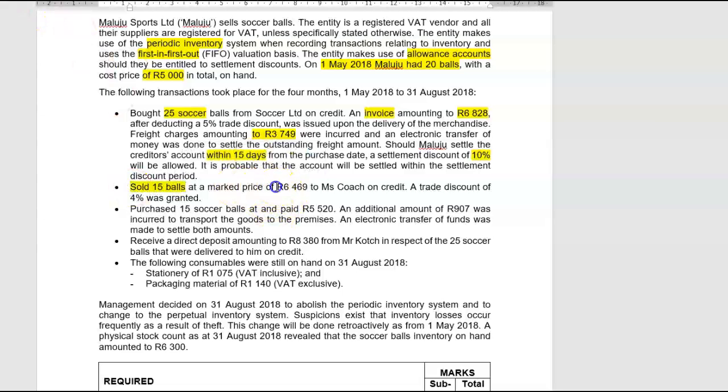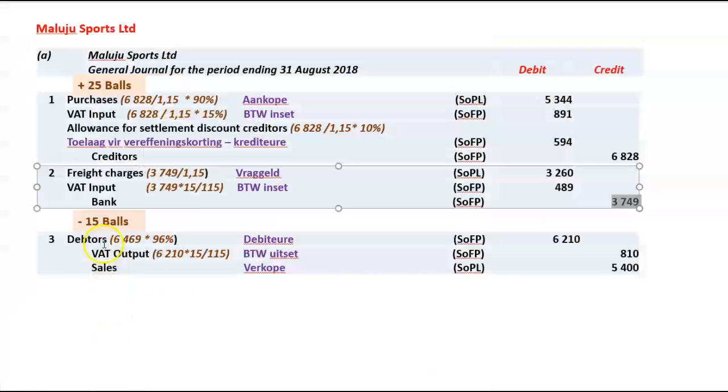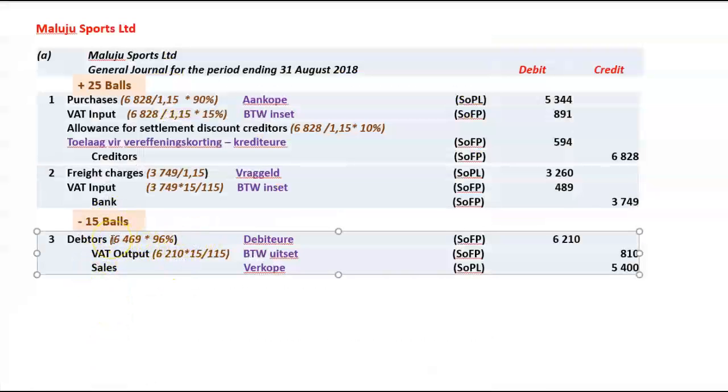A market price means that it is VAT inclusive, to Mrs. Coach on credit. A trade discount of 4% was granted. Now the market price is the price that we usually sell our stuff at. So if there was a trade discount of 4% granted, we still have to deduct it from the 6469. So here we sold the 15 balls. The amount that the debtor is going to owe us is 6469, the normal price, multiplied by 96%. That gives us 6210. Sales 5,400.